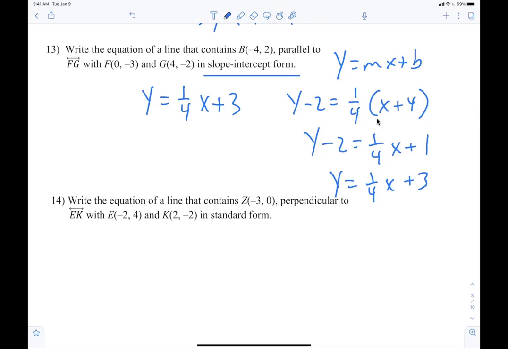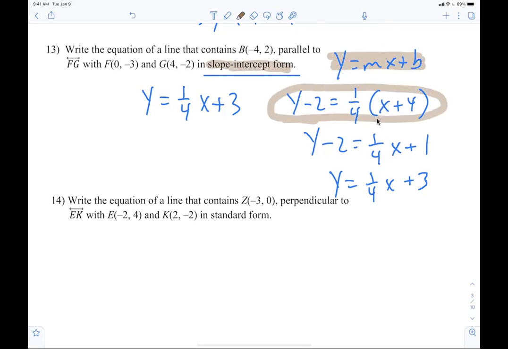So do you have to do the point slope form every time to find the y-intercept? No. It depends on what form they're asking for. Slope intercept form, so we want it in this format. We started out in point slope form because we had a point and a slope. Then depending upon the form that you want, that's the decision that you make. So he was correct.